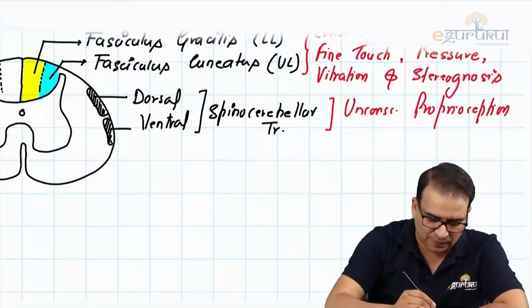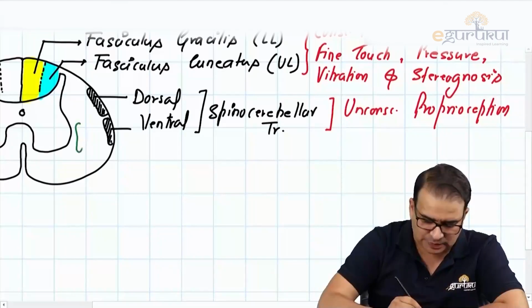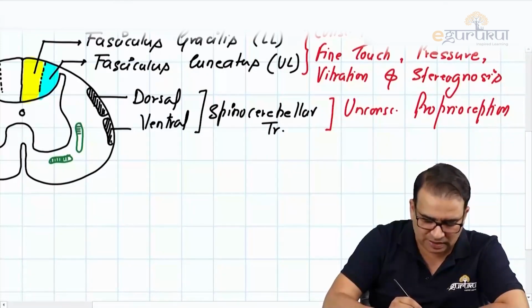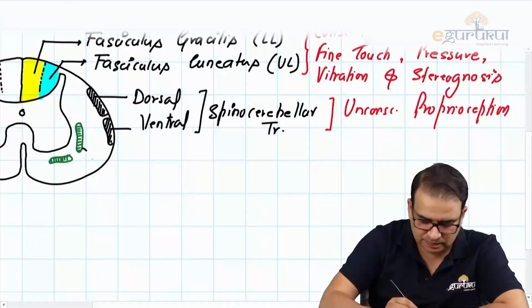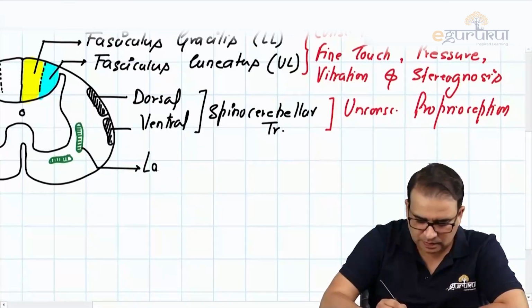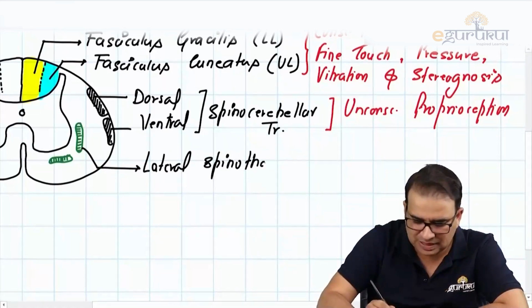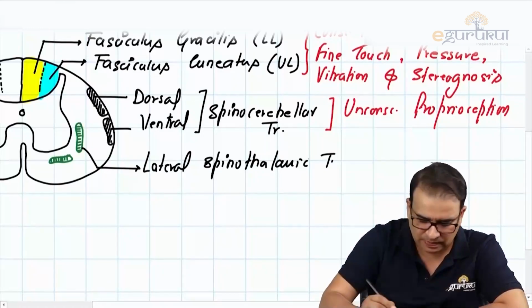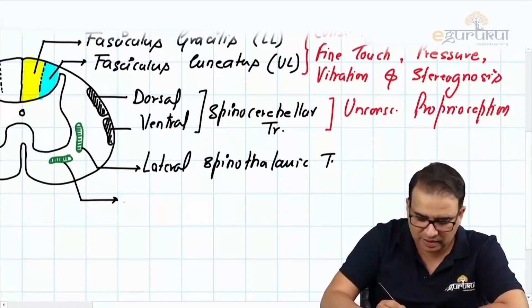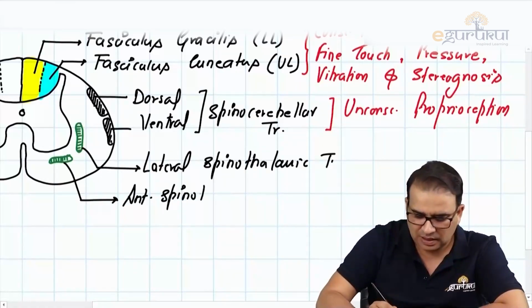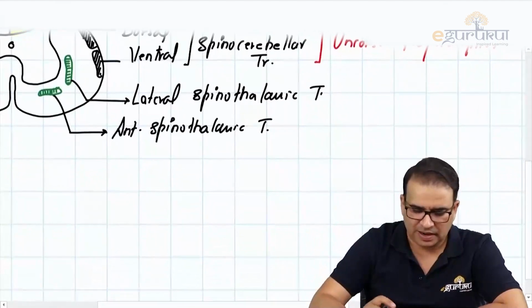And finally, we have a tract present partly in the lateral part of the white matter of the spinal cord and partly in the anterior, and that's how they're named also. This one is present toward the lateral side, so we call it the lateral spinothalamic tract. This goes to the thalamus. And this one is present ventral or anterior, so we call it the anterior spinothalamic, or you can say ventral spinothalamic tract. Lateral and anterior spinothalamic tract.